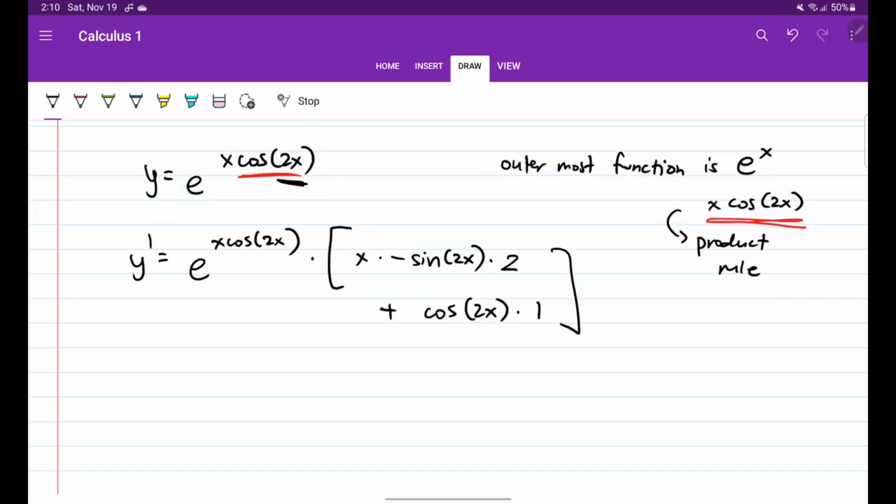No? So, we have here the derivative ng e to the x cosine 2x is e to the x cosine 2x times negative 2x sine 2x plus cosine 2x.